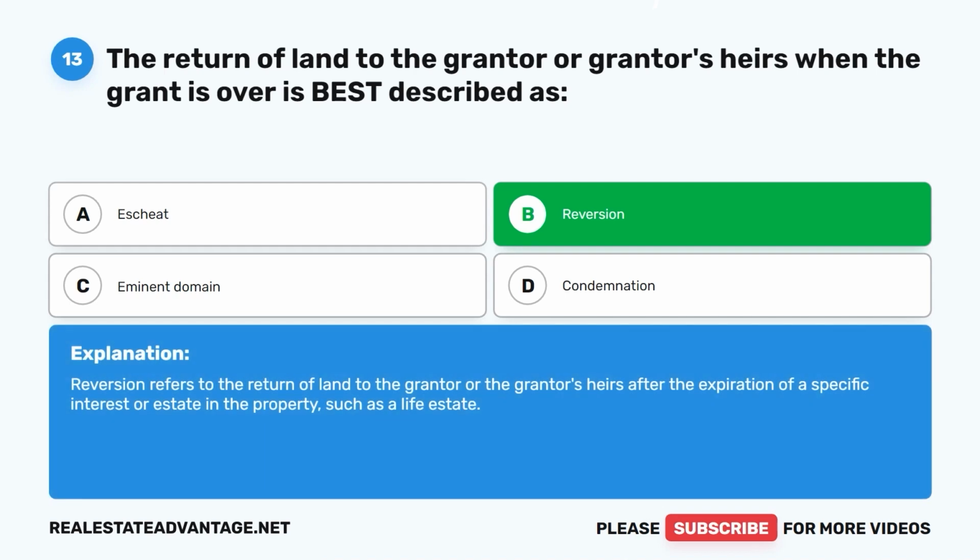Reversion. Reversion refers to the return of land to the grantor or the grantor's heirs after the expiration of a specific interest or estate in the property, such as a life estate.